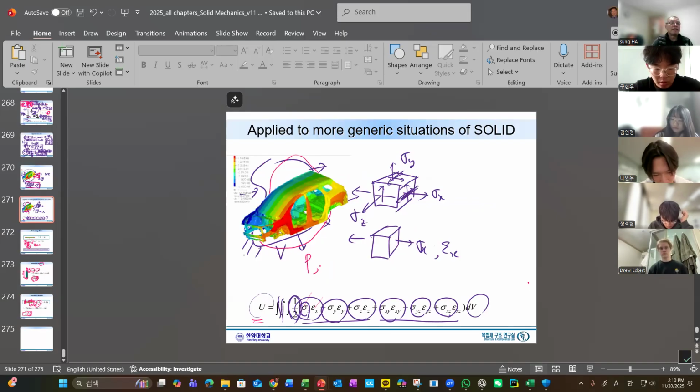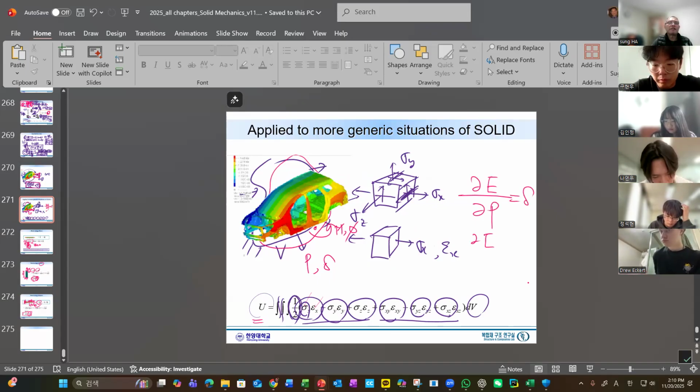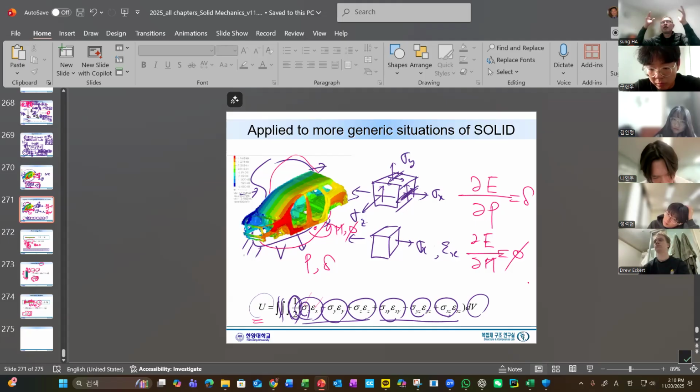P, then delta. If we have a rotation here, then the moment will be like this. So for strain energy, if we take the derivative with respect to P, there will be a delta. If the strain energy is given in terms of a moment, then this will be a rotation. The torsion is the same as a bending moment, because it's a torsion. So moment is related to an angle and force relates to a delta. In general, it is a pair.